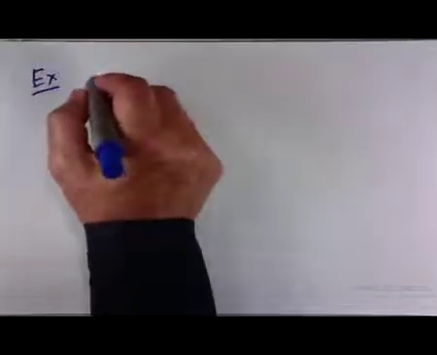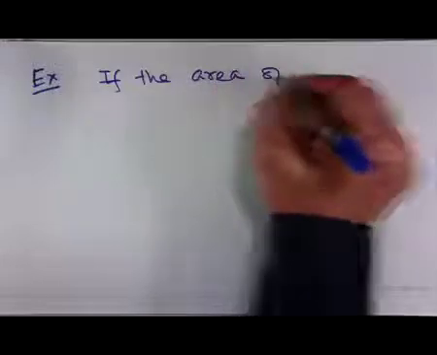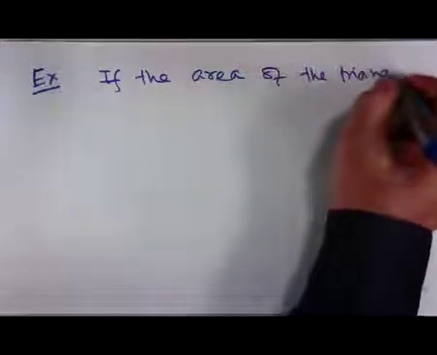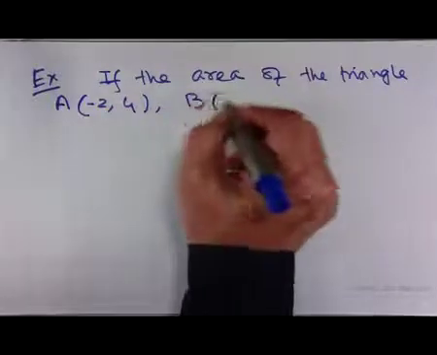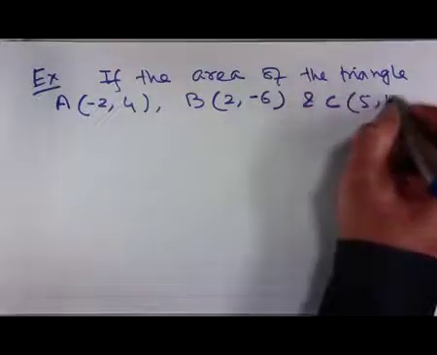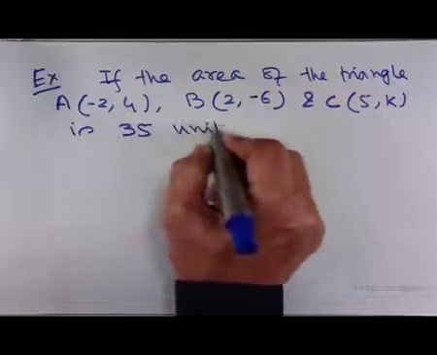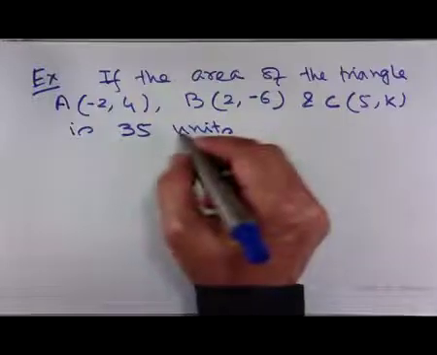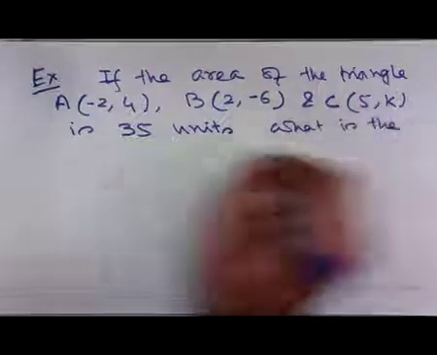Let us take another example. If the area of the triangle A (minus 2, 4), B (2, minus 6) and C (5, k) is 35 square units, what is the value of k?